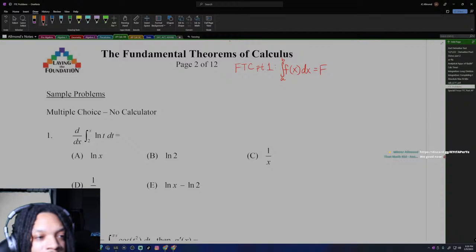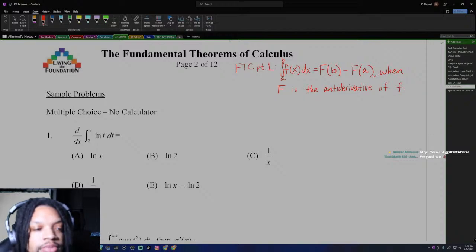you can evaluate the integral of that function at its upper bound and subtract it from that integral evaluated at the lower bound. I guess I should add when capital F is the antiderivative of little f. I could say integral. I still don't know if there's a difference between saying antiderivative and integral. But that is what the theorem says.